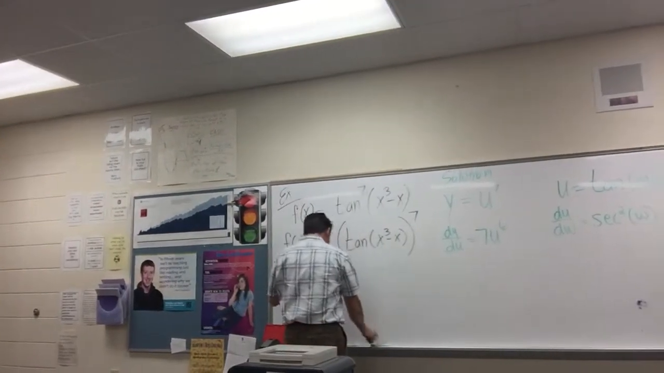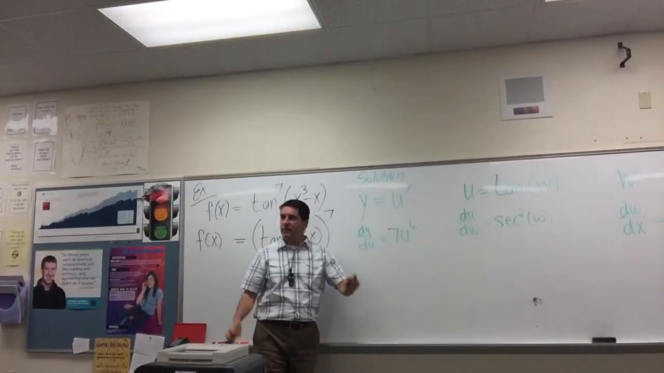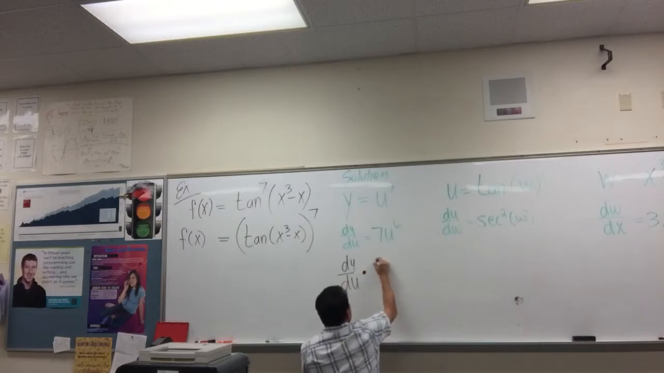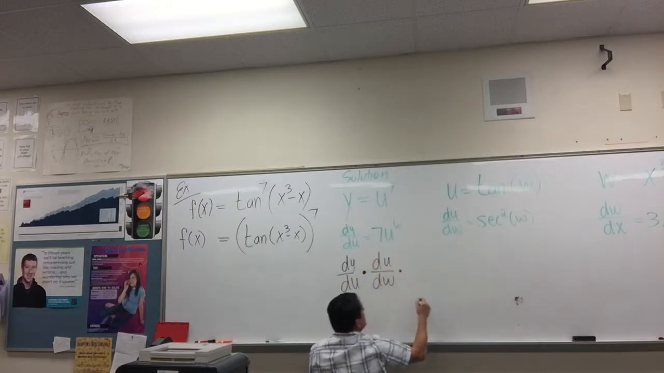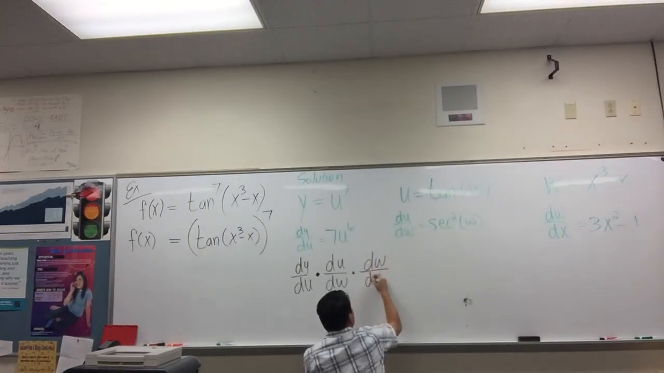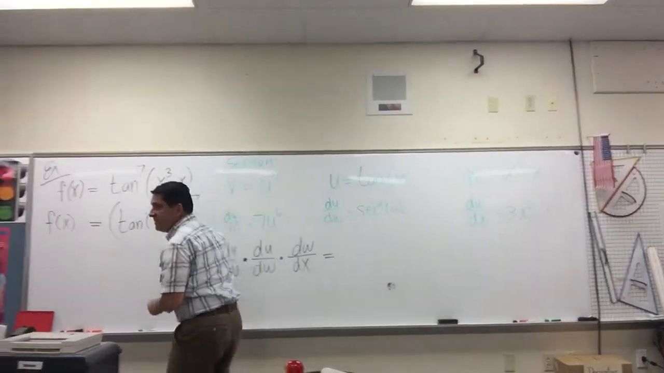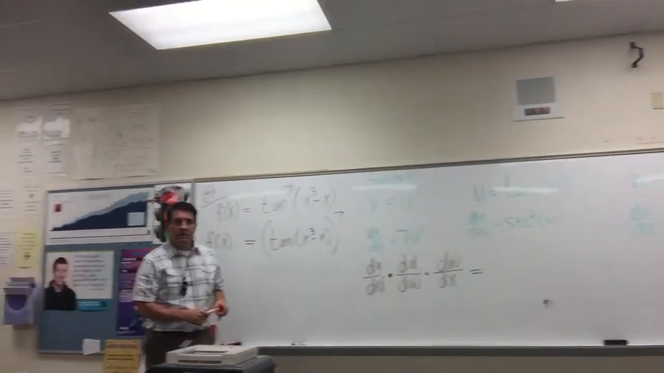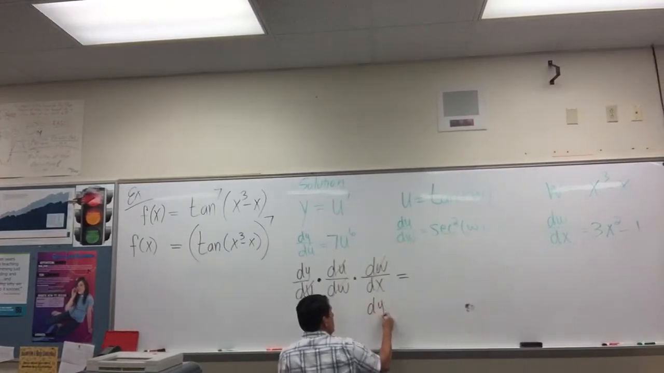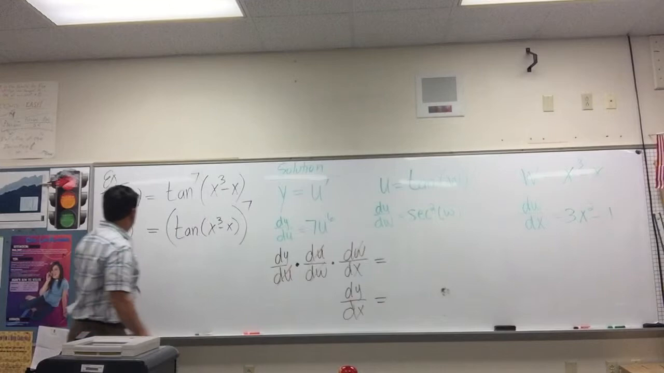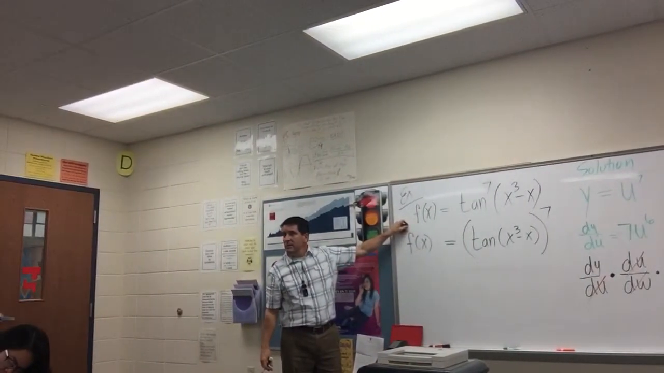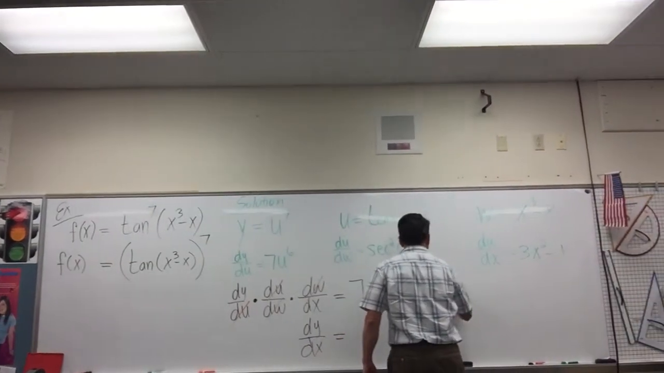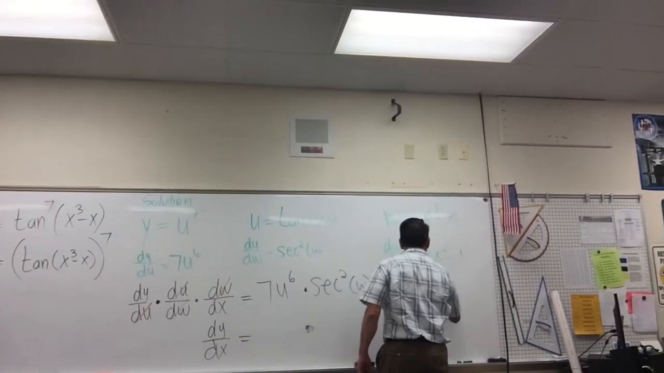Okay, so watch this. This is really fun. I'm going to multiply the left sides, and we'll keep our fingers crossed that this is going to work out. Okay? So dy du times du dw times dw dx. Am I going to get to put a smiley face on it? Yes. Ding, ding, ding, ding. Okay. So whatever I get on the right side is the derivative of this function. All right, so this is 7u to the 6th multiplied by secant squared w multiplied by 3x squared minus 1. Watch your parentheses.